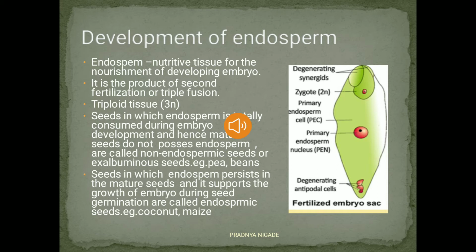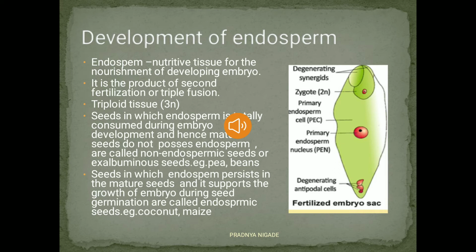In non-endospermic seeds, the embryo absorbs the food reserve from the endosperm completely during its developmental stages. Due to this, endosperm disappears in mature seeds and the resultant seed is called non-endospermic seed or exalbuminous seed. Examples are pea, that is Pisum, and beans. They are shown in the next PPT.